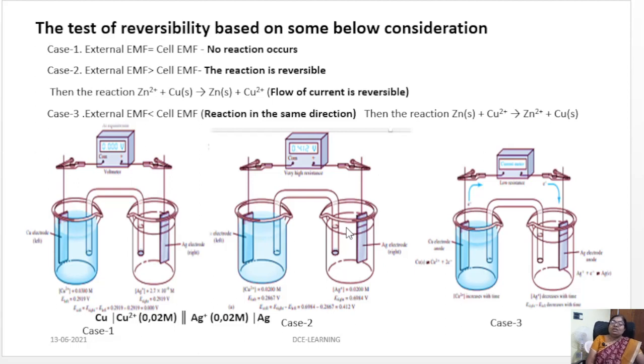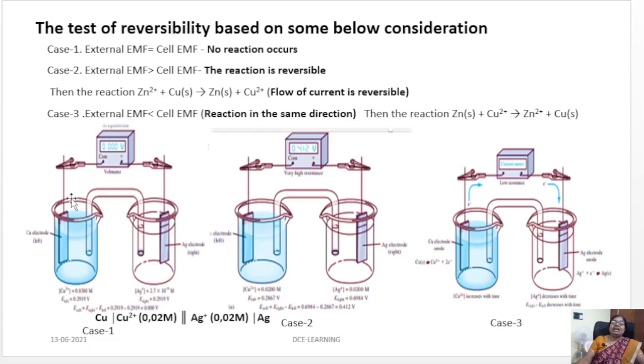So here, whatever is given, instead of zinc and copper, I am going to replace that with silver and the copper Daniell cell here. The same thing happens in the Daniell cell with copper and zinc also.